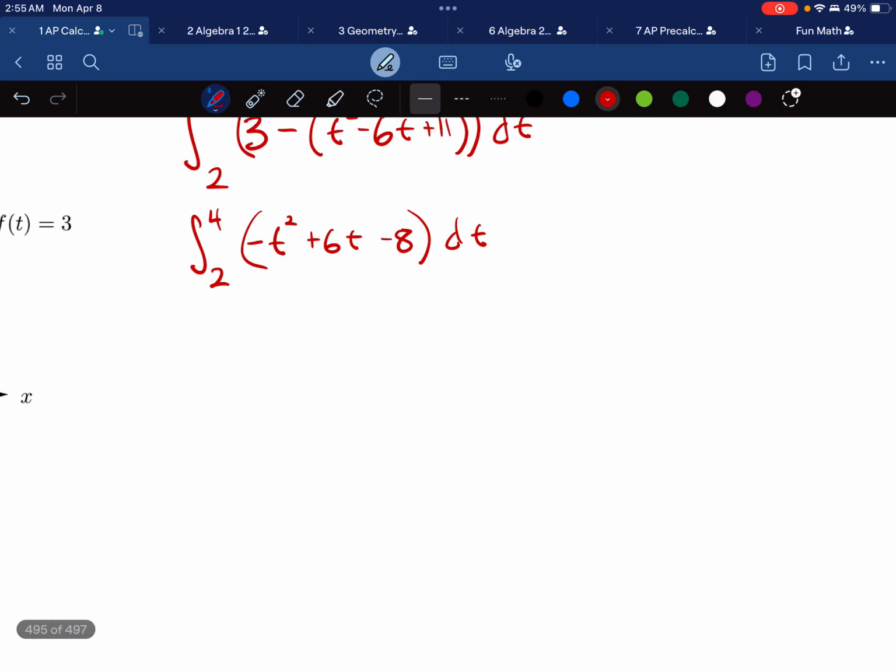We don't have to pay tax, so I'm going to take the antiderivative of each of these pieces one at a time. It's going to be negative t to the power of, we go up from 2 to 3, and then divide down by the 3, plus 6t to the power of, it was a 1, it's going to go up to a power of 2, and then divide down by 2, which is going to simplify. We'll say that turns into a 3. And then we have our negative 8 over here. That's going to turn into a negative 8t. And then this is going to be evaluation bar between 2 and 4.